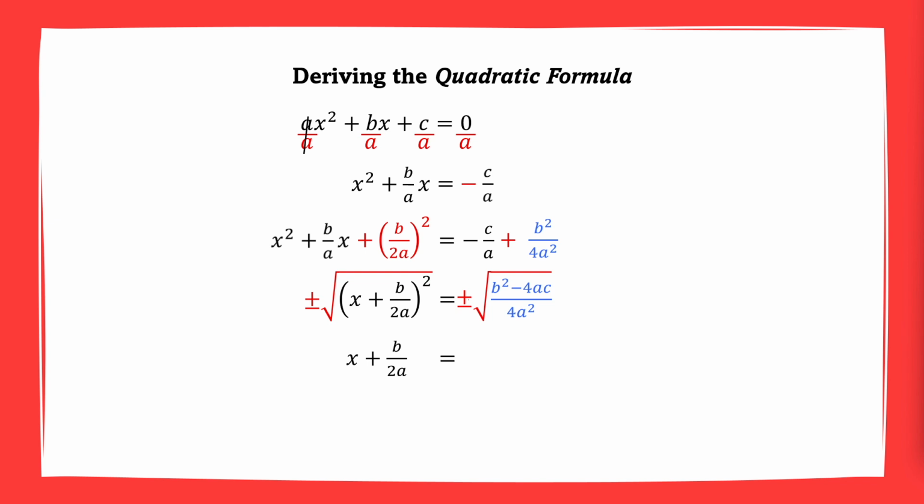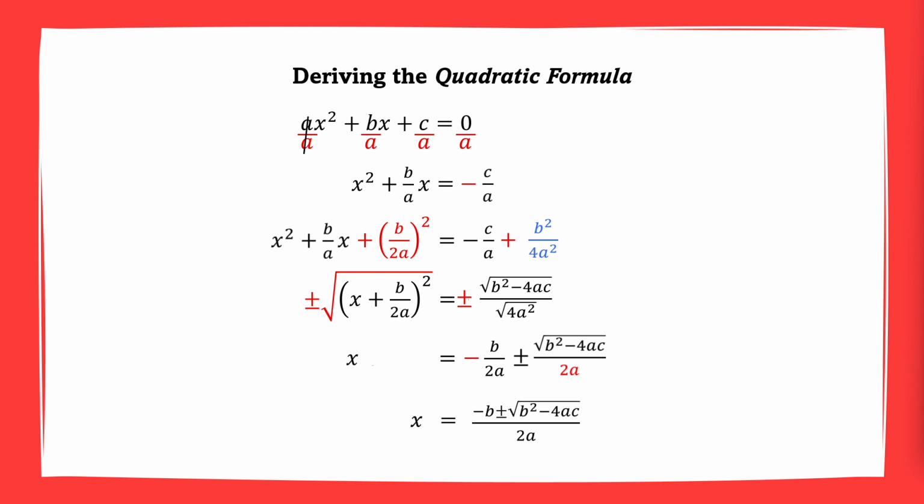On the right, we can separate the top and bottom of the fraction and simplify the square root of 4a squared, which becomes 2a. Move b over 2a to the right, making it negative. Since they have a common denominator, we can combine them into a single fraction. Therefore, x equals negative b plus or minus the square root of b squared minus 4ac, all over 2a.